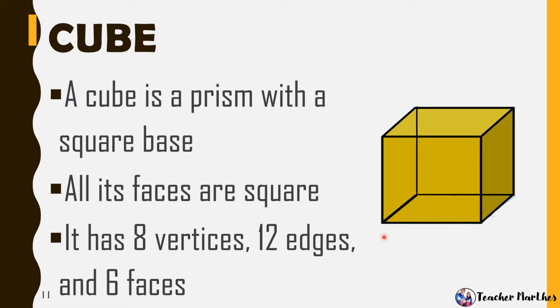It has 8 vertices: 1, 2, 3, 4, 5, 6, 7, and 8. It has 12 edges: 1, 2, 3, 4, 5, 6, 7, 8, 9, 10, 11, and 12. And it has 6 faces: the front, the back, the top, the bottom, the left side, and the right side.